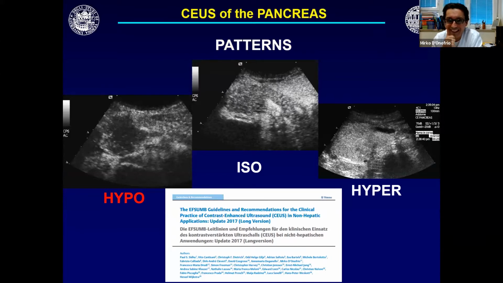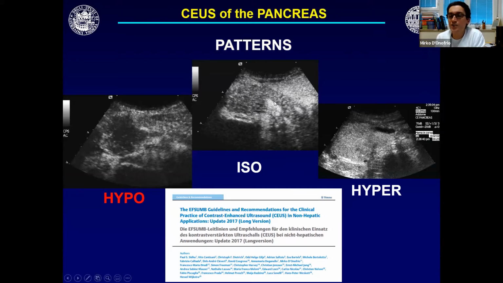And what about the characterization of solid pancreatic masses? You can see this is the typical appearance of the most important one, ductal adenocarcinoma. The lesion is markedly hypoechoic after contrast medium injection.